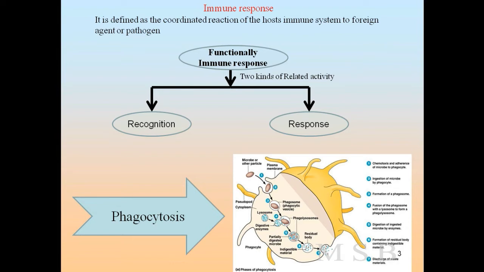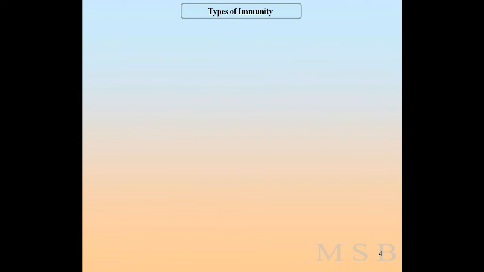Inside the phagocyte, there are lysosomes containing digestive enzymes. These lysosomes attach to the phagosomes and form phagolysosomes. After that, the digestive enzymes present in the lysosomes partly digest the microbes and form a residual body containing indigestible material. And finally, this indigestible material or residual body is discharged from the phagocyte. So the main function of our immune system is to protect against, prevent or limit infection.